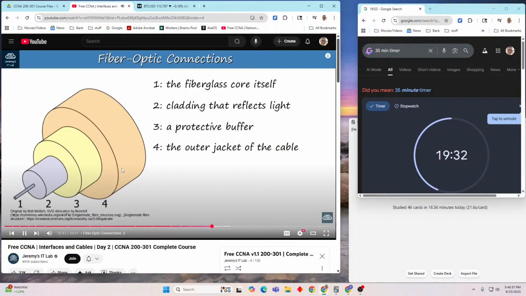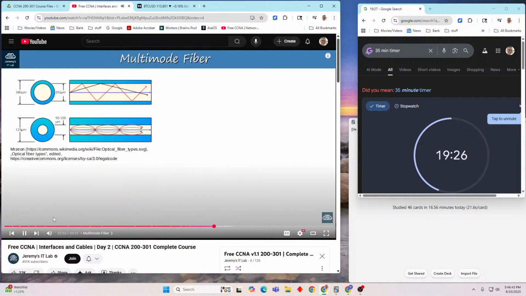Now, there are a couple main types of fiber optic cables: single-mode fiber and multi-mode fiber. Let's check out their characteristics and differences. These are 2 examples of multi-mode fiber cables. The center represents the fiberglass core, and the blue represents the reflective cladding that reflects light down the cable.